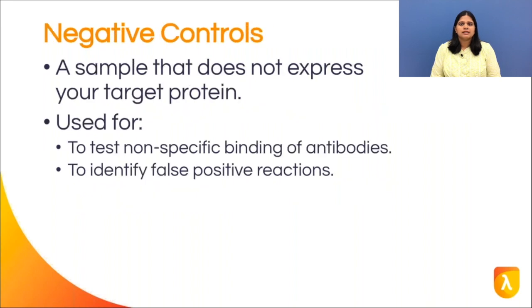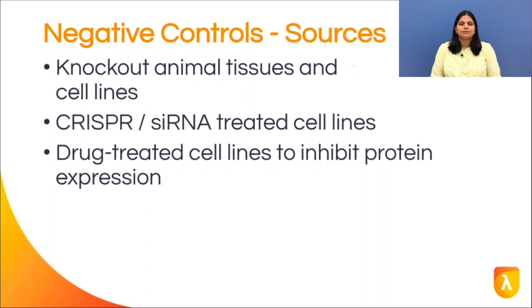A negative control is a sample that does not express your target protein. They are used to test nonspecific binding of antibodies and to identify false positive reactions. Sources of negative controls include knockout animal tissues, cell lines generated using CRISPR or siRNA, and drug-treated cell lines to inhibit protein expression.